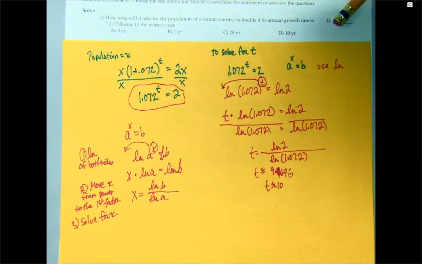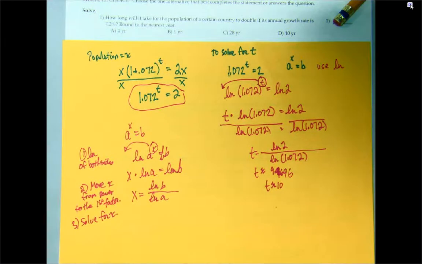Yeah, the natural log is above the e to the x, which is on the line with 1, 2, and 3. It's the far left of that.